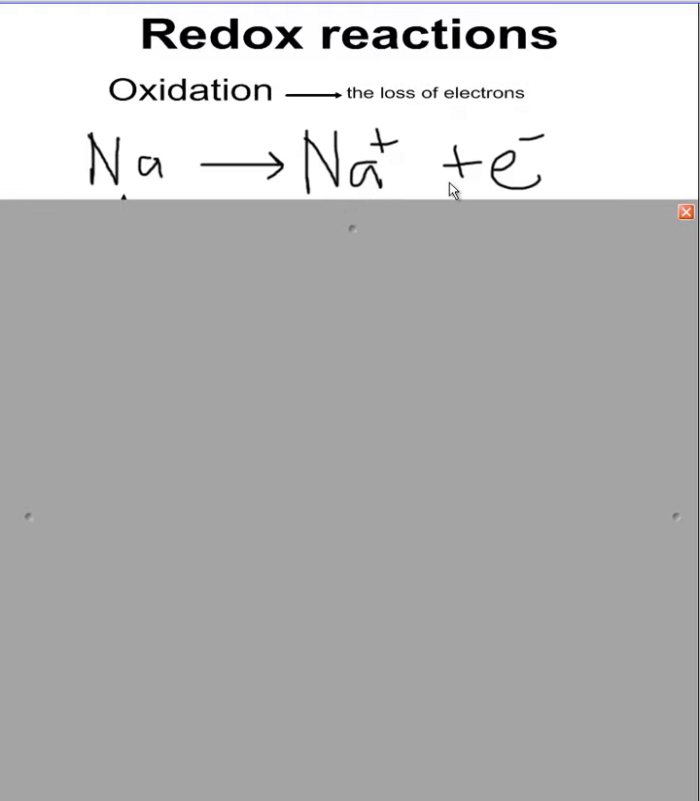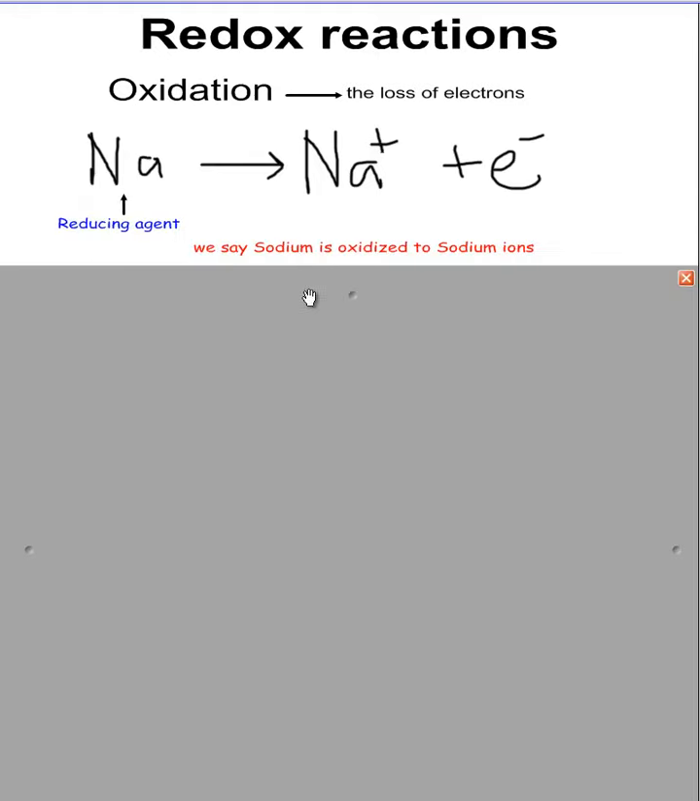Redox reactions involve reduction and oxidation. Let's look at the definition. We'll start by looking at oxidation. Oxidation is the loss of electrons. Here is sodium. It loses one electron to become the sodium ion. So that is oxidation. We say that the sodium is oxidized to sodium ions, and it's a reducing agent.